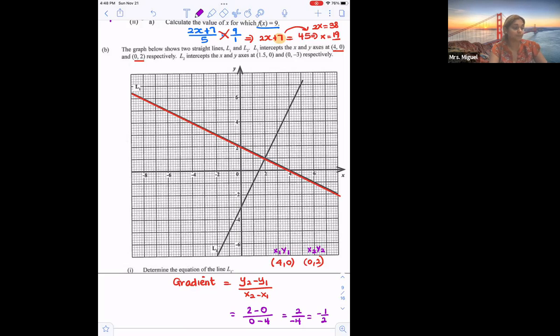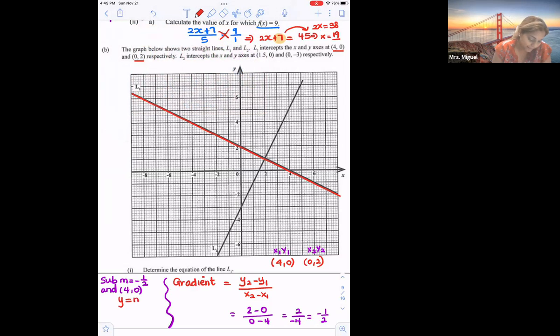So that is the first part. We have the gradient, which is negative a half. So substitute m, which is the gradient, as negative a half, and we're going to use the point (4, 0). So I am going to use the point (4, 0), and when I'm finished, you are going to use the point (0, 2) to see if you get the same answer. So follow along with me.